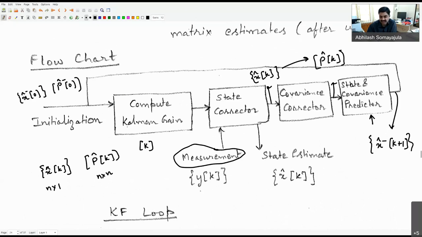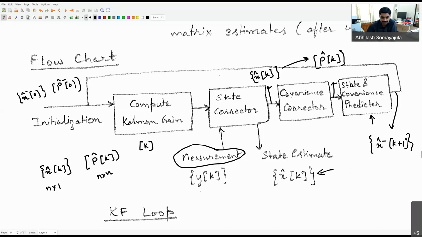Okay, so in general, this is again the Kalman filter loop, which you see, where it is taking an initialization, computes the Kalman gain, runs the state corrector, covariance corrector, then the predictor, feeds it back in order to compute the new gain, new state corrected value, new covariance corrected value, and the next prediction, and so on and so forth. So what we are reading out of the filter is this fellow. The state estimate is what is of interest to us, which we take out and then use as an input for our control system. So if you want to develop a controller, this state vector is what we provide it as an input.